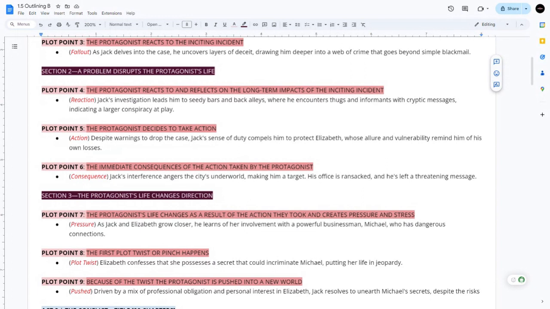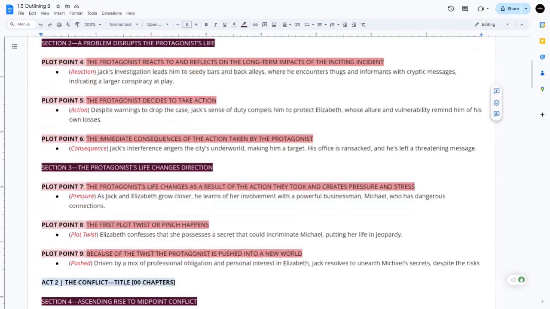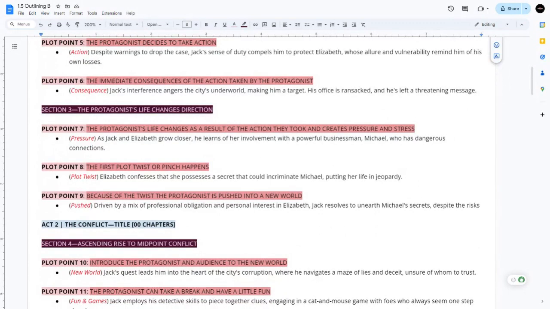All right, he gets, despite warnings, to drop the case. So now we're opening up some conflicts and challenges. And this is where he's like, oh, I'm going to take action because I want to keep going. Then, as a consequence of those actions, the underworld is like, "Yo, Jack, not today, buddy." And then, of course, life changes.